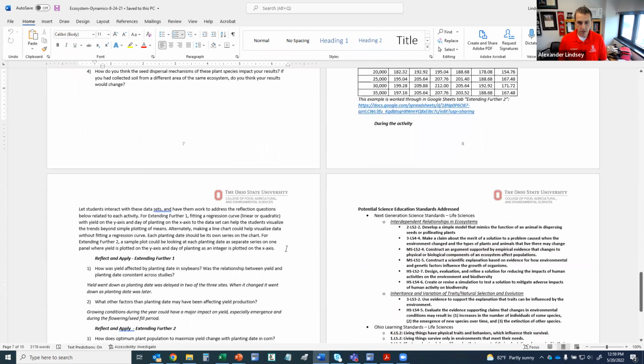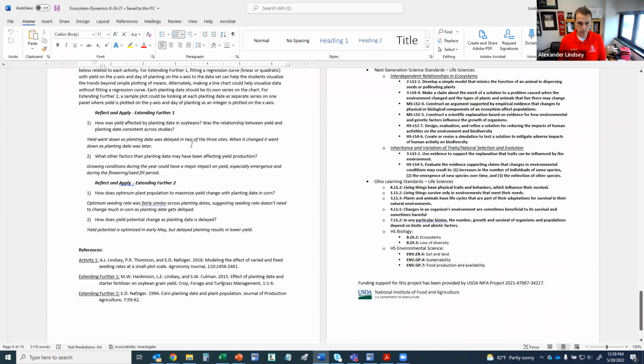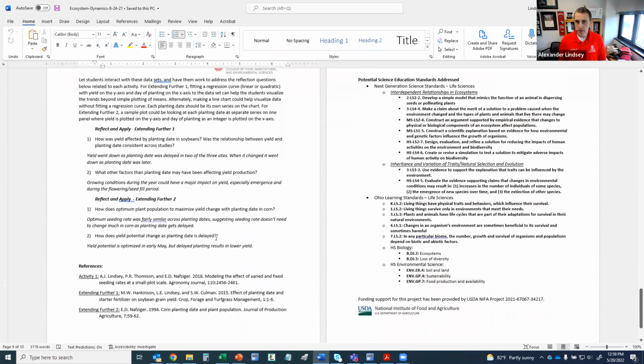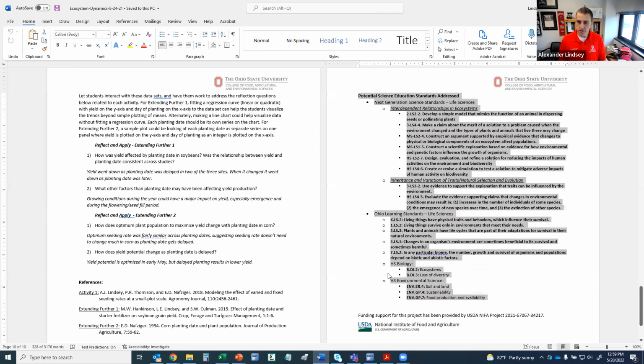So we just wanted to supply all of that information to you. There's a few extending further questions for activities 1 and 2. And again, what learning standards could potentially be met by working through these activities? You can find those here on the last page.